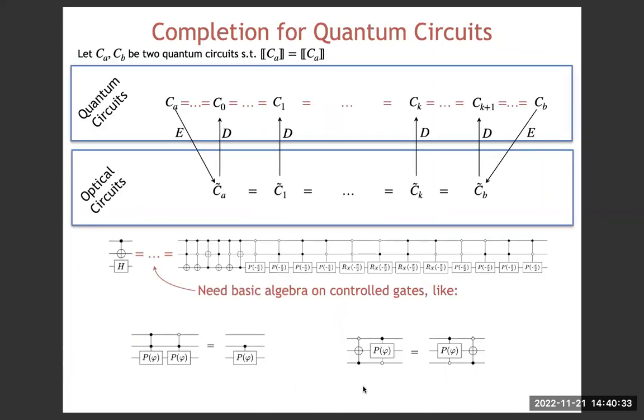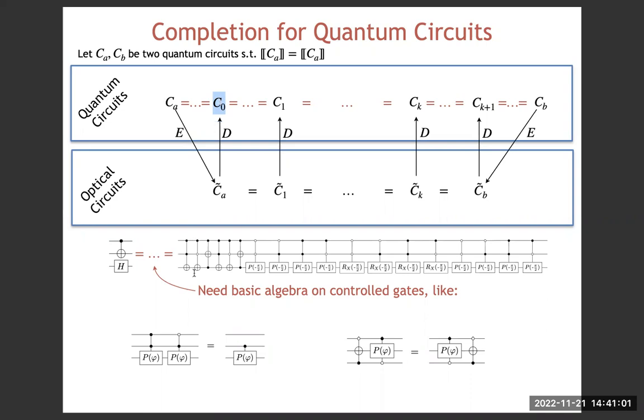Okay, so if we go back to the global picture, here we see that if we start with a CA, we encode it into an optical circuit and we decode it. Actually, we get something, C0, which is different from CA. So this is the example here. So we need, at least in our equational theory, at least enough equations to be able to prove that CA is actually equivalent to C0.